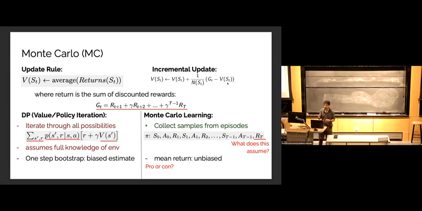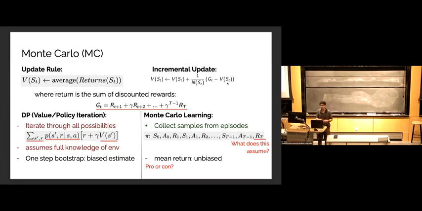So the distinction between Monte Carlo and DP is that in Monte Carlo, you do a single trajectory and you update all of the states from within that trajectory, whereas in DP, which includes value and policy iteration, you iterate through all of the states and update all of the states, and this actually requires full knowledge of the environment, so the transition function and the reward function.